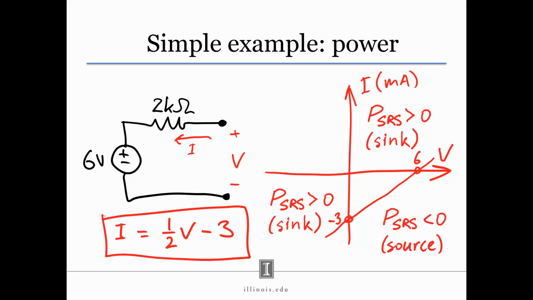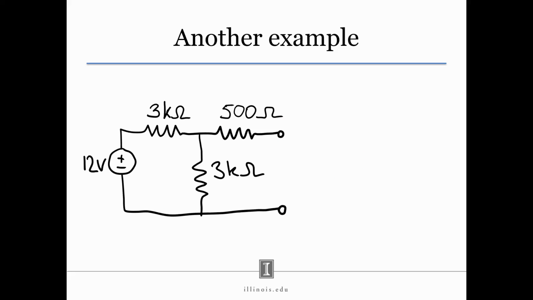Now I think you're ready to try slightly more complicated examples, and this is where we're going to pick up next time. Here's another example, and you can use either the node method or this open and short intercept to find the IV characteristics of this circuit. Try it on paper and be ready with it in lecture.